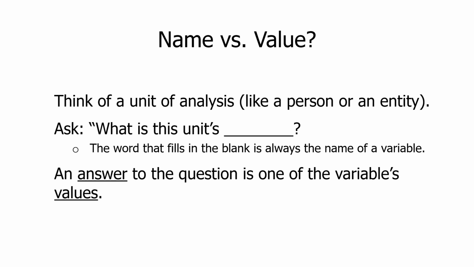So you would say, what is this person's marital status? That makes perfect sense to say that. That's the name of the variable. You wouldn't say, what is this person's single, or what is this person's never married? That's one of the variable's values. So the blank is completed by a variable name. The question is answered by a variable's values. If you're ever confused by that, just use that little heuristic.